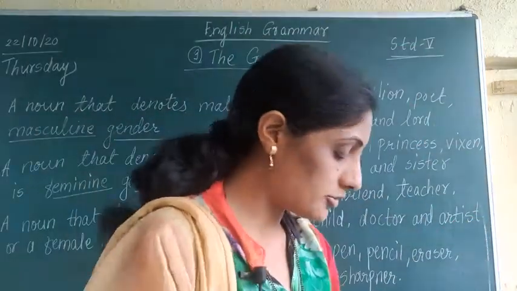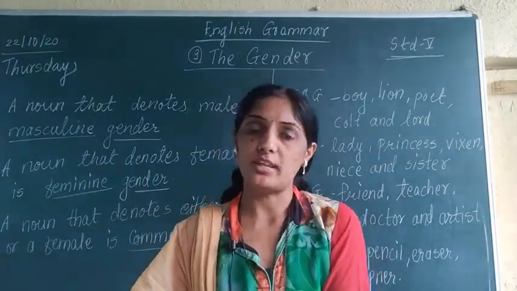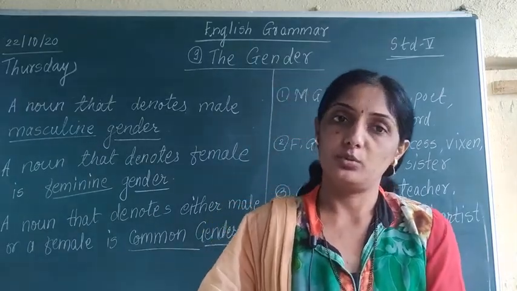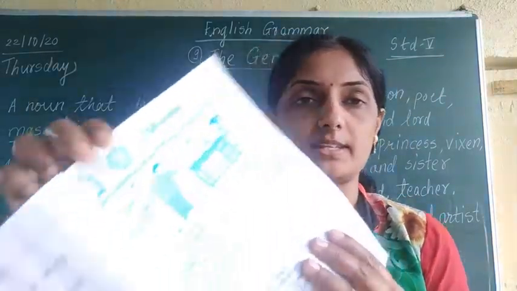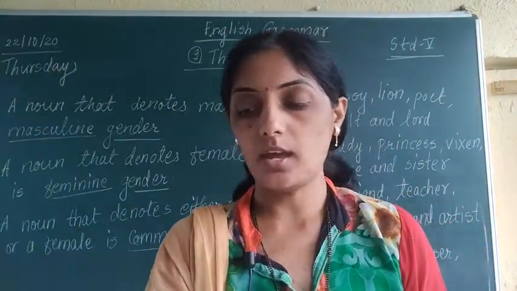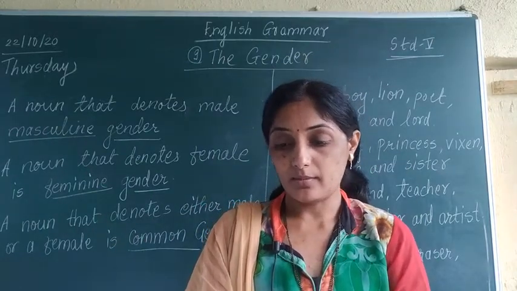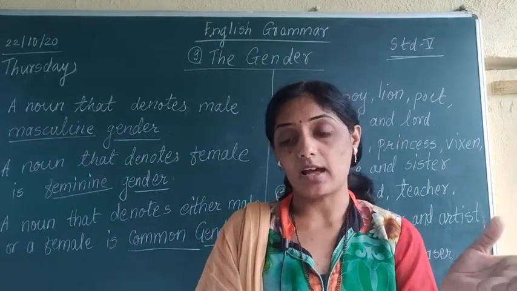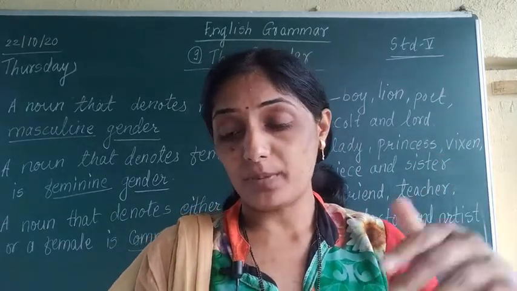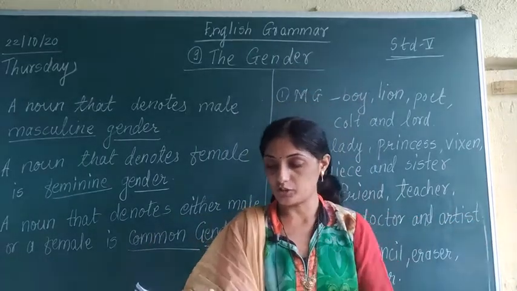In this way we have studied the first page of this lesson, the gender. I told you there are 4 types of genders: masculine gender, feminine gender, common gender and neuter gender. Okay, please complete this writing, and the remaining part we will study in tomorrow's period. Some words are given here: how feminine genders are formed by adding ESS, then by adding ESS by dropping the last vowel, then by adding ESS in an irregular way. That we will study in tomorrow's period.